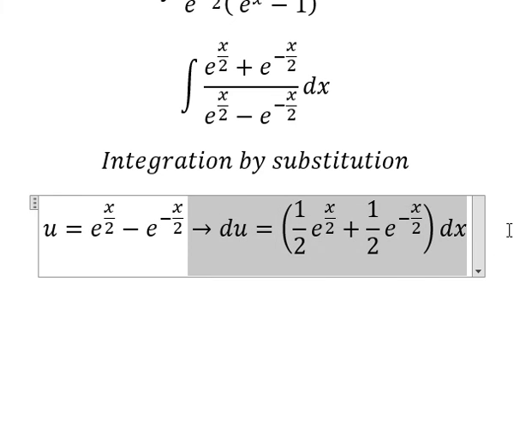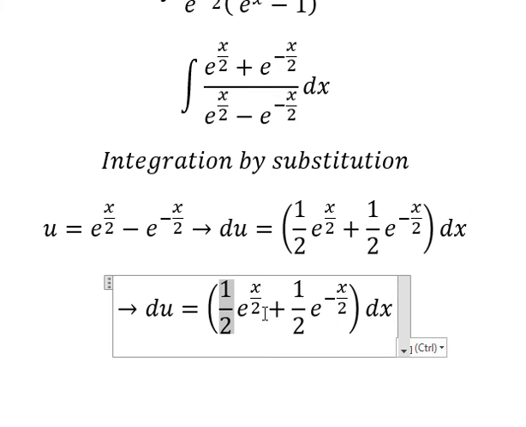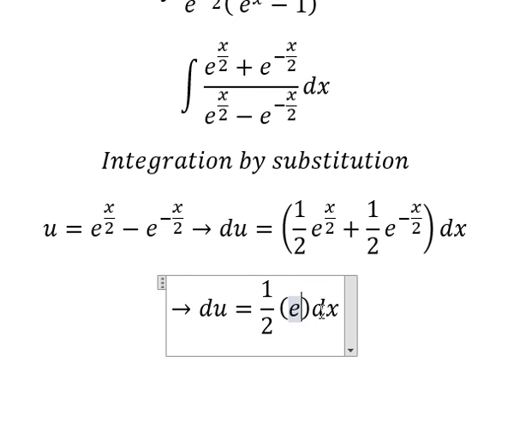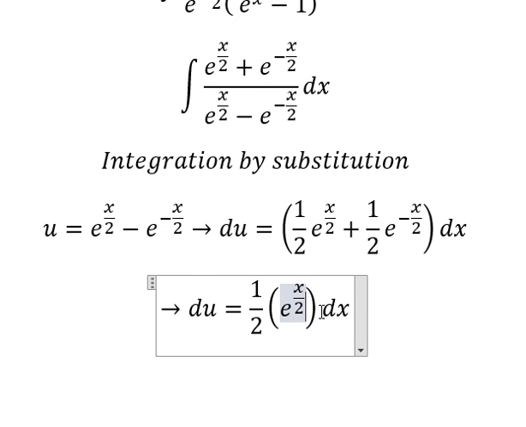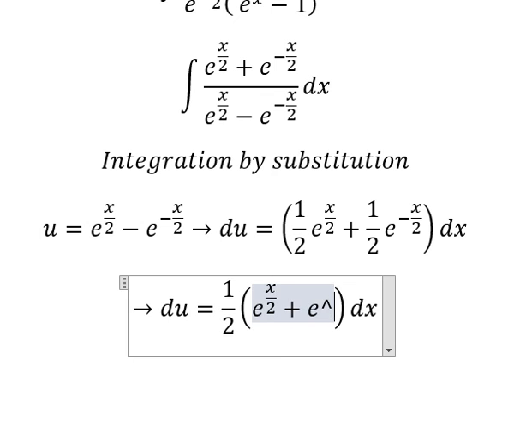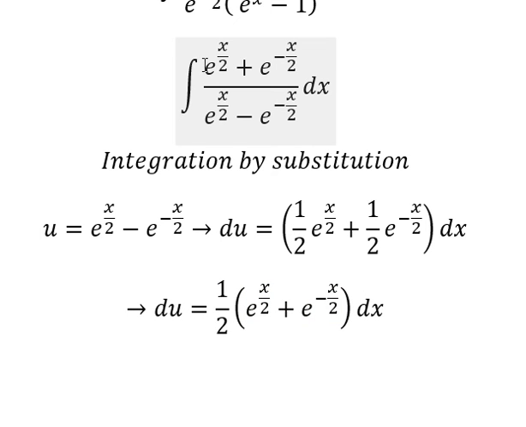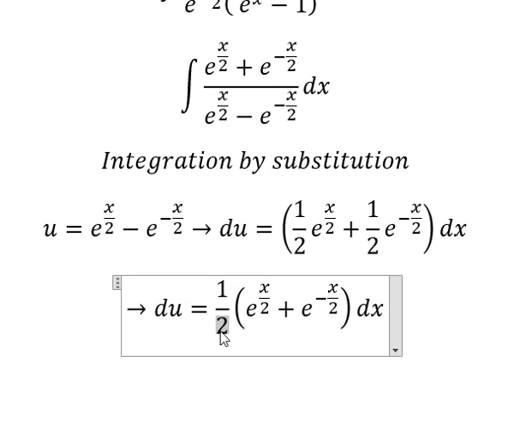Next, we have 1 over 2, 1 over 2. So we can do factorization. Because we don't have 1 over 2 in here, I will put the number 2 to the left.